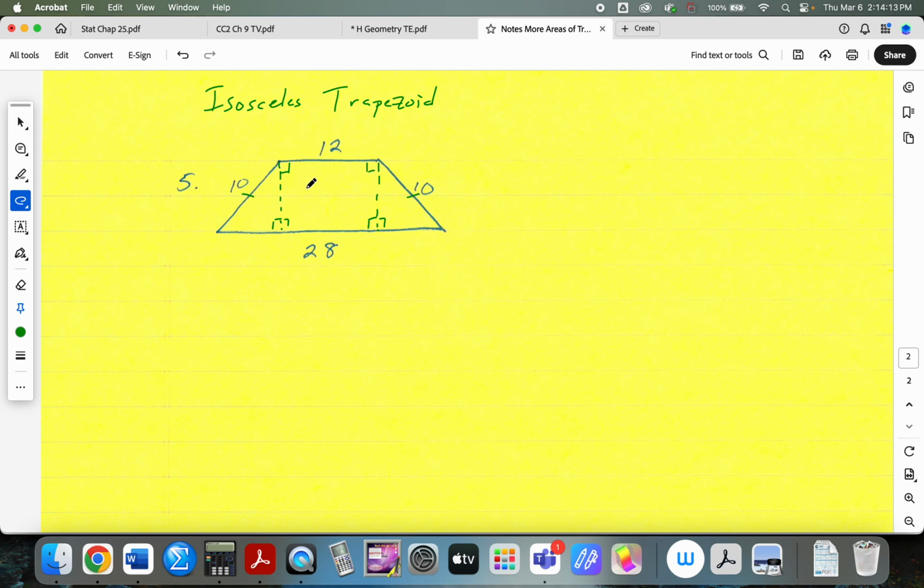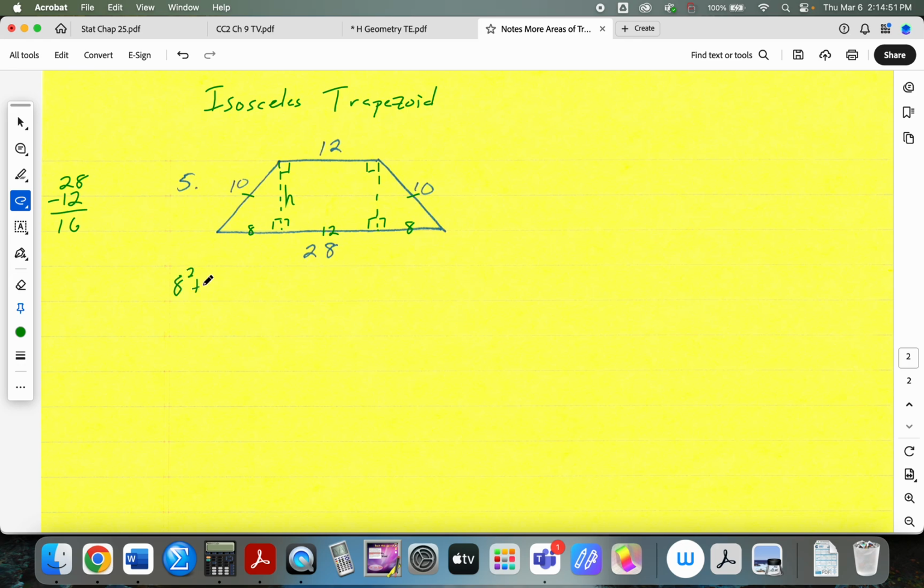So since this is a rectangle here in the middle, if the top is 12, this piece of the bottom is 12. Subtracting that from the 28 leaves 16. Cut that in half, and that means each of these pieces is 8. I still need to find the height, but it's a right triangle, and I know 2 of the sides. If you have your Pythagorean triples memorized, you probably already know what it is. If not, we can do it.